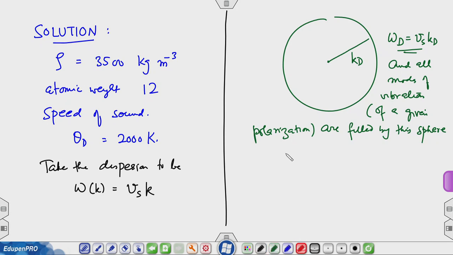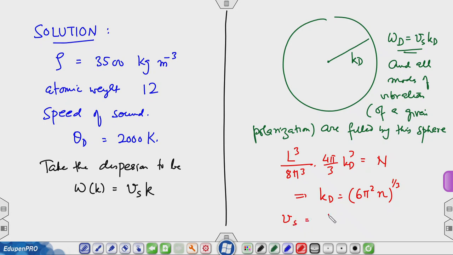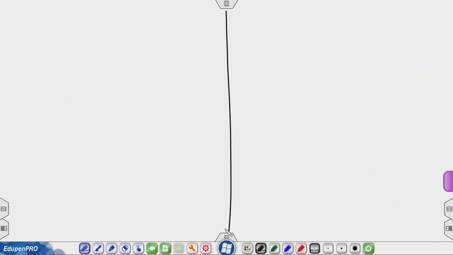And therefore, what you get is L cubed over 8 pi cubed times 4 pi by 3 k_D cubed equals number of modes, and this gives you k_D equals (6 pi squared times number density) raised to 1/3. Once I know k_D, then I can write v_sound equals omega_D over k_D. So, to solve this problem, I need to find k_D. Omega_D or theta_D is given.